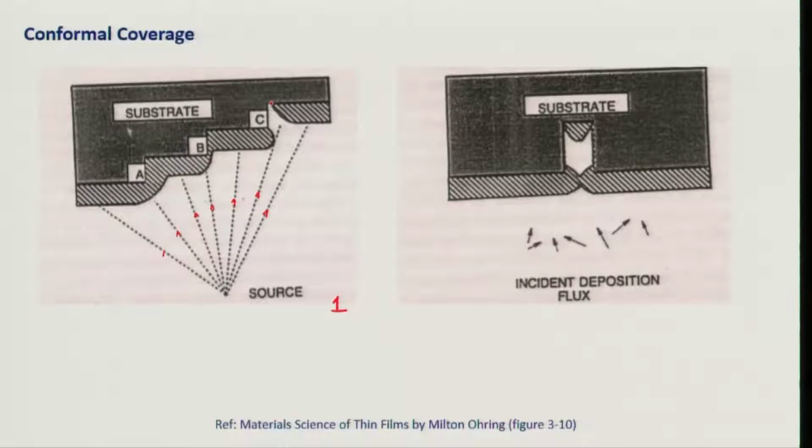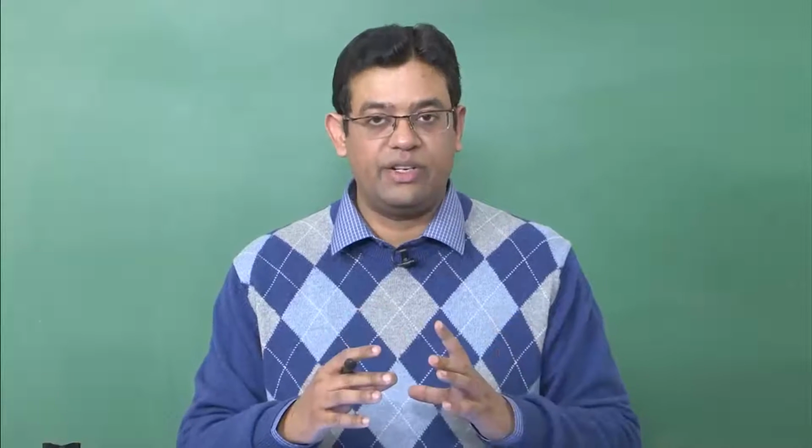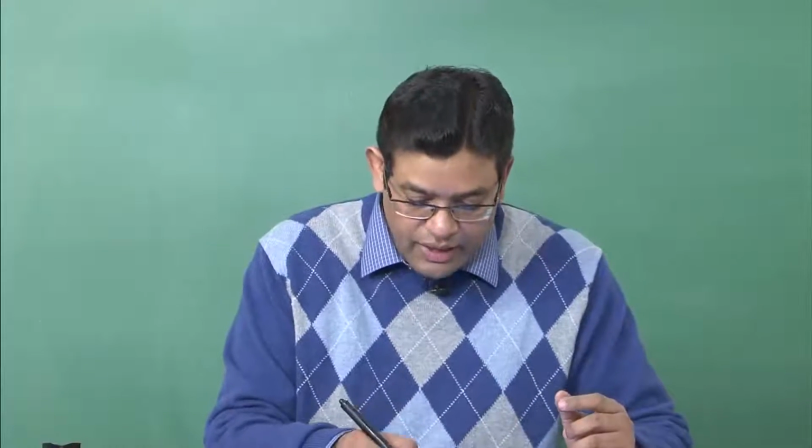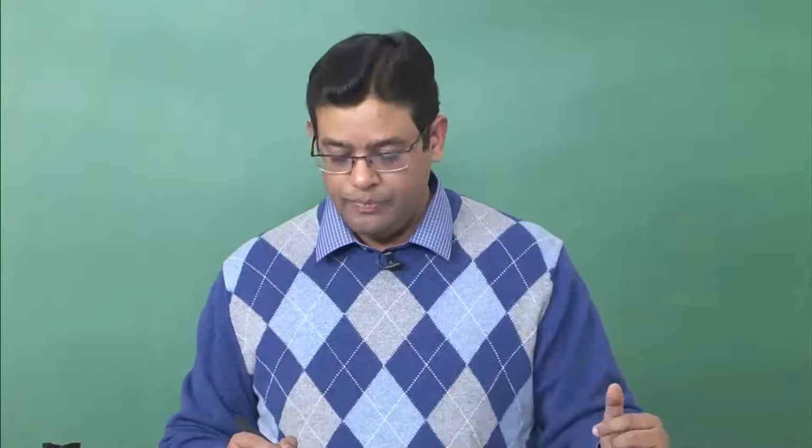Now, this corner which is here is not exposed to the line of sight from the source. So, there is no material deposition here, and this is called non-conformal coverage, because it is not conforming to my substrate size and surface features. Many times we have these surface features of high aspect ratio. So, these kinds of things become a problem.